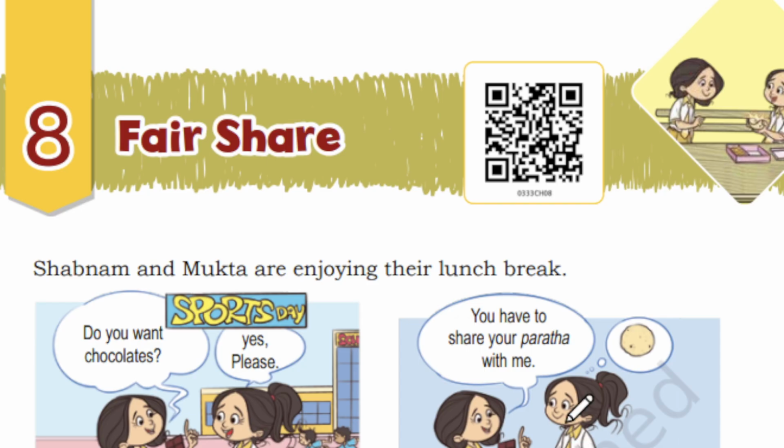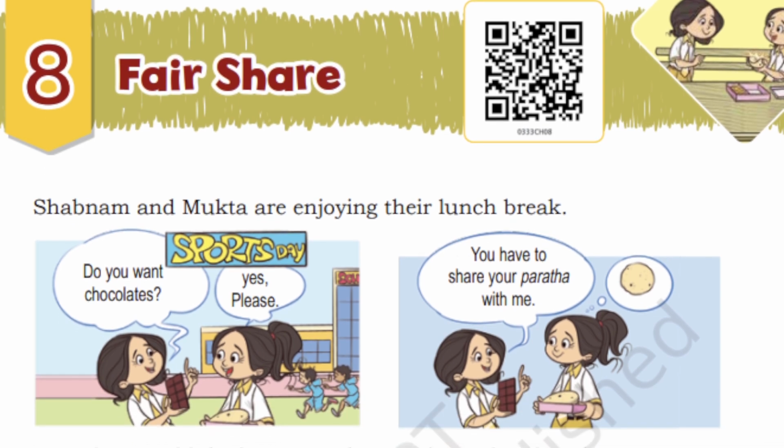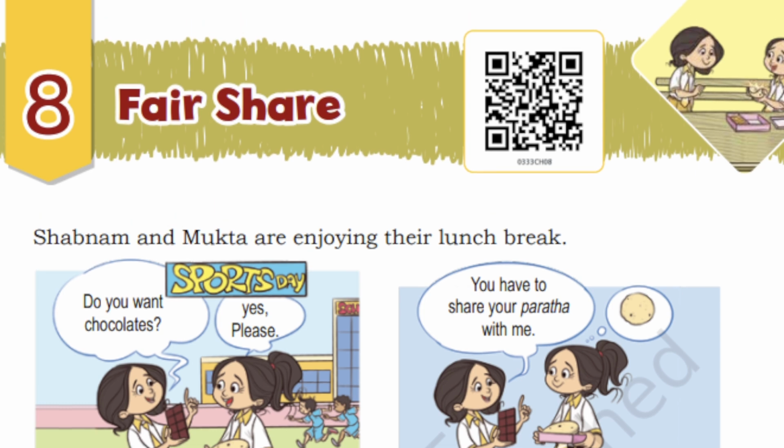So, today we are going to see Class 3 Mathematics, Chapter number 8. The lesson name is Fair Share. In this lesson, we are going to learn about the calculation of equal shares. The lesson name itself, Fair Share, means we are sharing something equally.